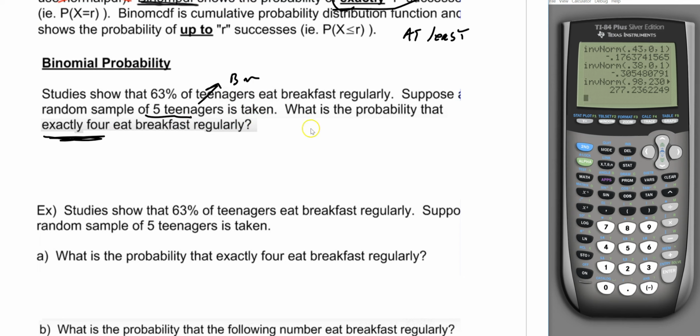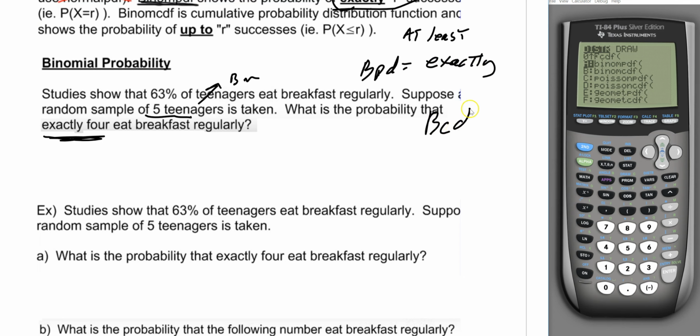Eat breakfast regularly. So binomial distribution, if we go to our calculator, 2nd distribution, is toward the bottom. So there's PDF and CDF. Binomial PDF is for a particular value, it's exactly. Binomial CDF is cumulative, like you're adding up. So that's when it's at most or at least. So when it's exactly, when you have a particular solution, use PDF, and when you want a cumulative solution, you want to add up all the values, use CDF. So exactly 4, so it's PDF.